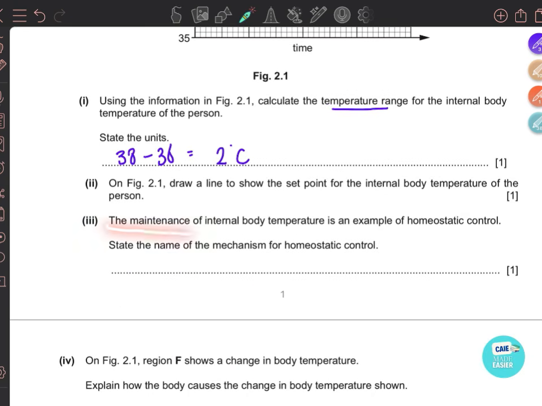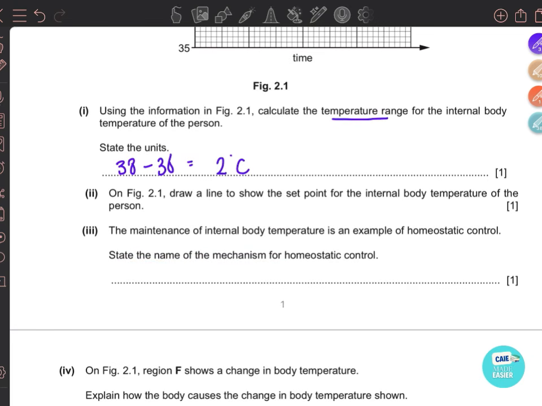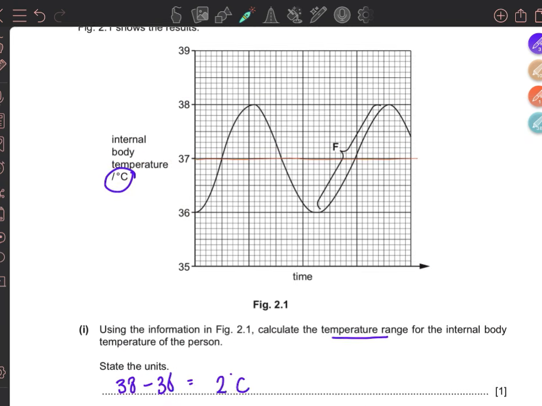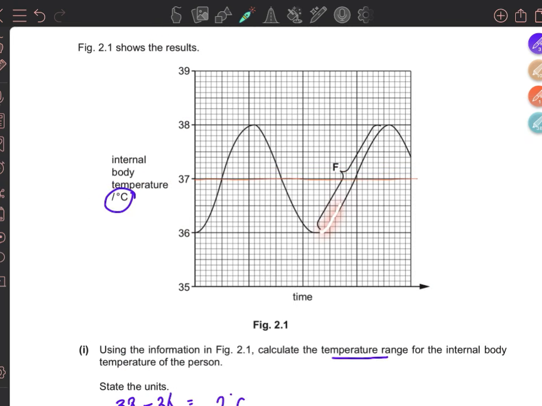Moving on, the maintenance of the internal body temperature is an example of homeostatic control. State the name of the mechanism for homeostatic control. This is called negative feedback. That means if the temperature increases a lot, your body performs certain actions to reduce the temperature. If the temperature reduces in your body, the body is going to perform certain actions to increase the body temperature. Okay, so this is negative feedback. On figure 2.1, region F shows a change in body temperature. Let's look at that region. The change in body temperature is shown here.